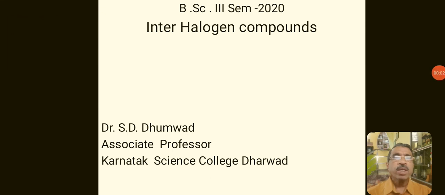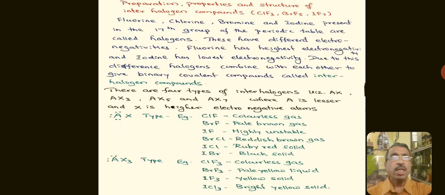Dear students, today we will study a topic: interhalogen compounds. Interhalogen compounds contain the halogens fluorine, chlorine, bromine and iodine, which are the 17th group elements in the periodic table, called halogens because these are salt forming agents.